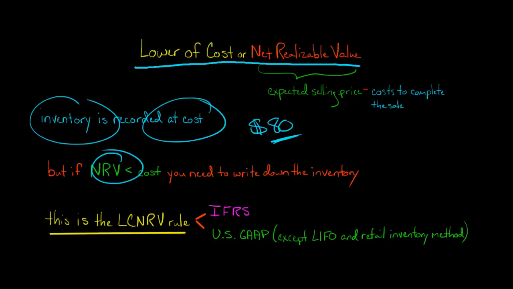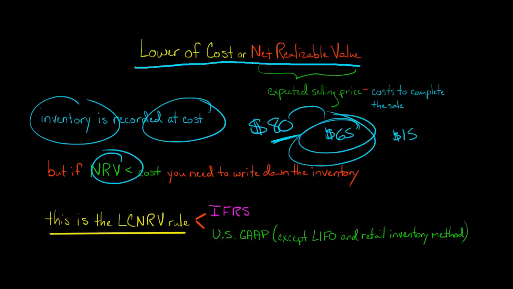It's lower than $80. Let's say the net realizable value is $65. Then we say, okay, now the net realizable value is lower than the cost of the inventory. We need to decrease the inventory value on the balance sheet by taking a write-down of $15 so that the inventory now appears on the balance sheet at $65. So that is the lower of cost or net realizable value rule. The inventory will appear on the balance sheet at the lower of the cost or its net realizable value.